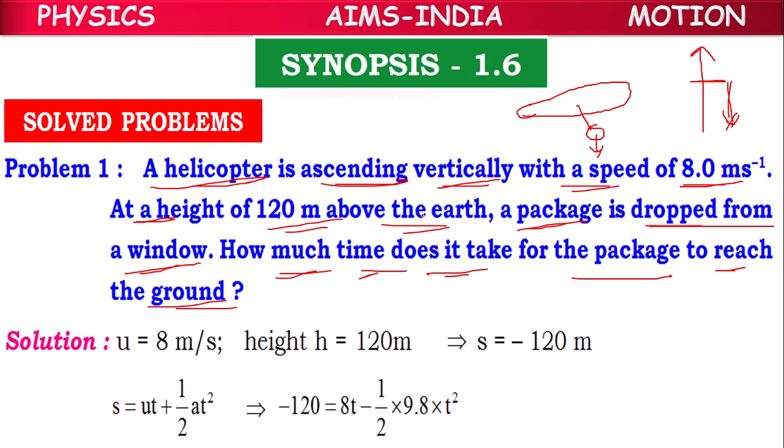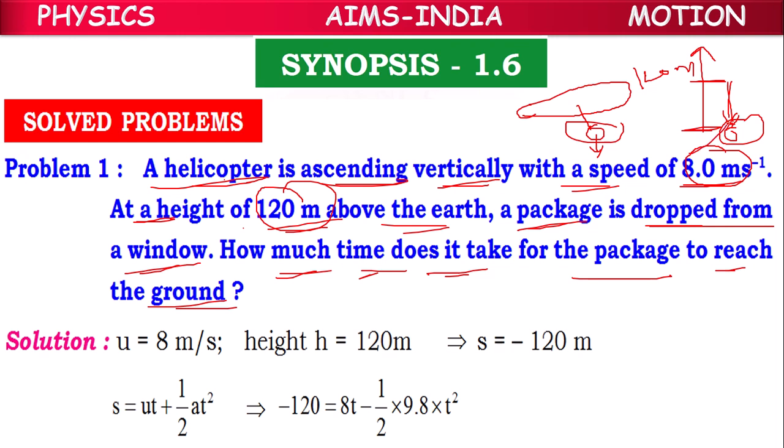Initially the helicopter is going with a velocity of 8 meters per second at a height of 120 meters above the earth. At that height, the food package is dropped. Now the question is, how much time will this food package take to reach the ground?